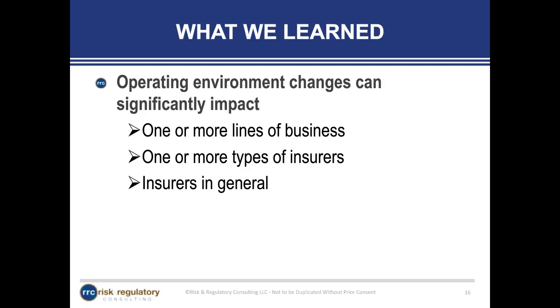Another lesson we learned is that operating environment changes can have significant impact on, for example, one line of insurance business. If you look today, you can see the automobile line actually is positively impacted in the short term with less people driving and less accidents occurring. At the same time, things like event cancellation insurance have realized losses that are really unprecedented in scale.